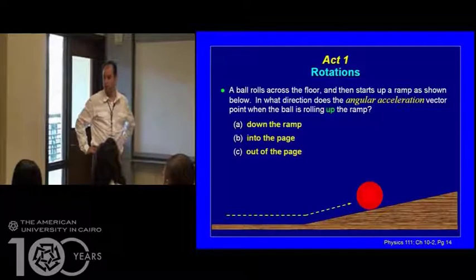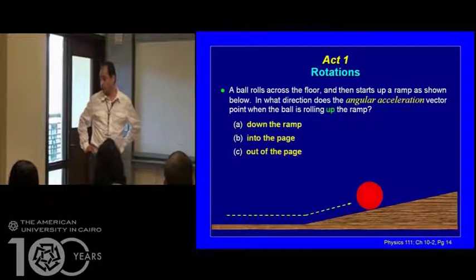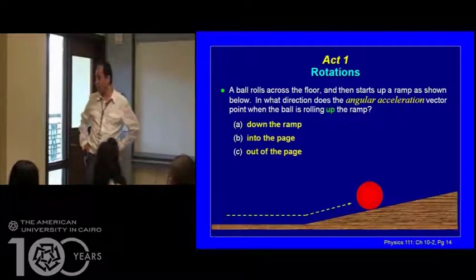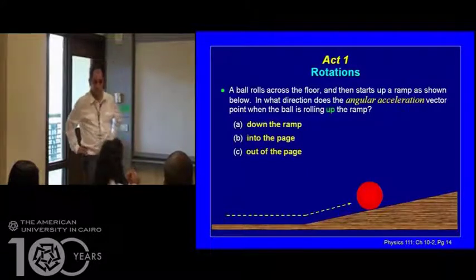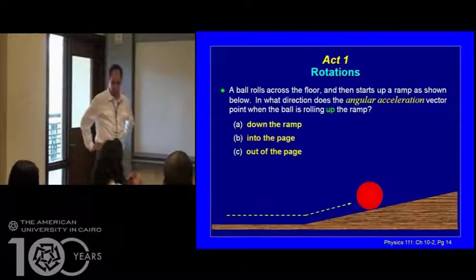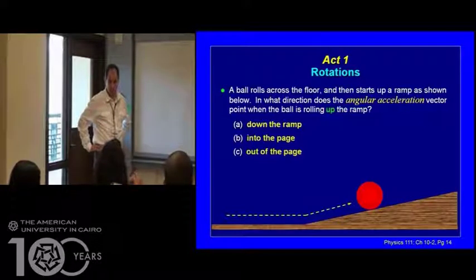Direction of the rotation, this is exactly what I'm asking you. B, which is into the page, is it? So, are you saying that the direction of the motion is going to be the direction of the acceleration? No, the angular acceleration is the change of omega, which is the change of theta. So it's not into the page.